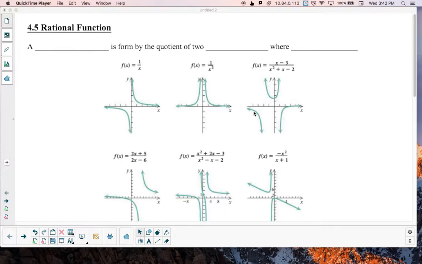Hi everybody, we are going to be talking about rational functions. Now, there's quite a bit in this section, so we're going to go over the basics and then leave a lot of the examples for in class.